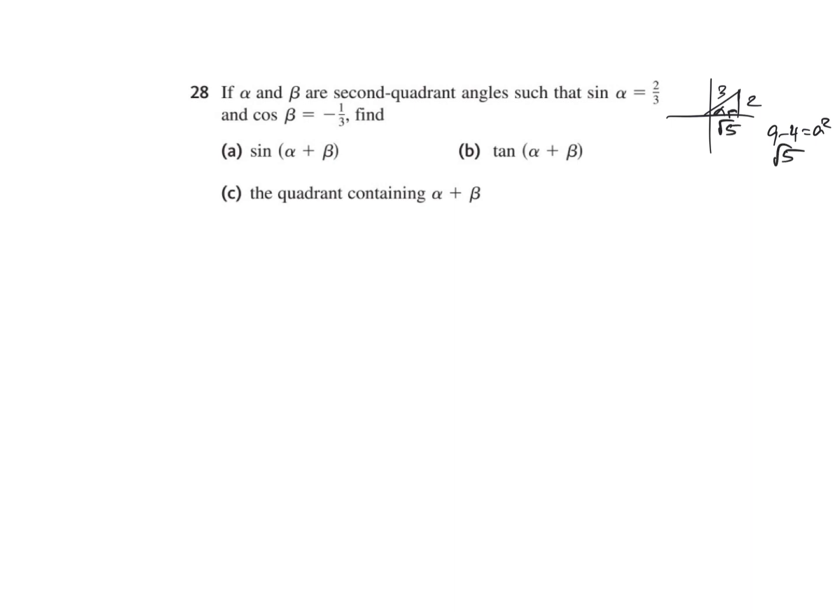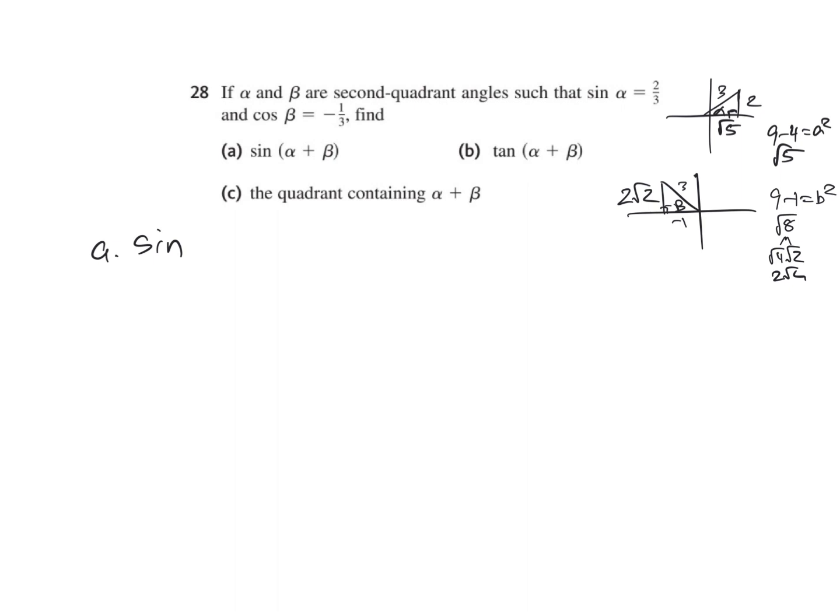That goes here. And then beta is negative 1/3, it's cosine, so it's the x value. So the cosine is negative 1. This is beta here. And 3 is your hypotenuse. So now we have 9 minus 1 is equal to the b squared. So the square root of 8, or 4 and 2, would be 2 square root of 2. So 2 square root of 2 is going to be the y value. Now let's do our parts here.